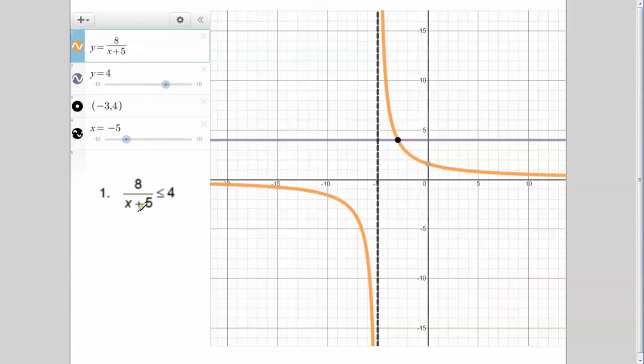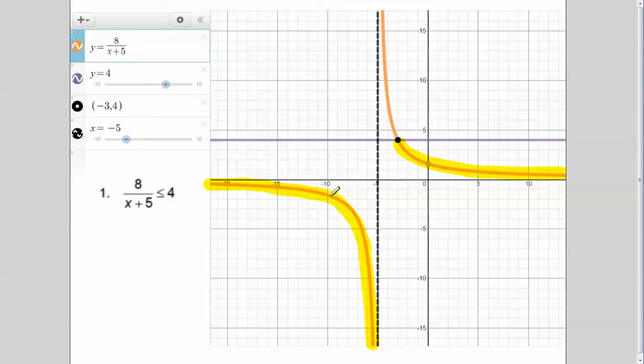So here I have number 1 graphed. The left side, 8 divided by x plus 5, is the orange function, and the right side, y equals 4, is the purple function. So this inequality is asking us where the orange function is less than or equal to the purple function. Looking at our graph, we can see that occurs here on the left. The orange is less than the purple, and it continues all the way to this vertical asymptote. Jumping to the other side of the asymptote, the orange function is now greater than the purple function. But then after this intersection point, the orange function is again less than the purple function.